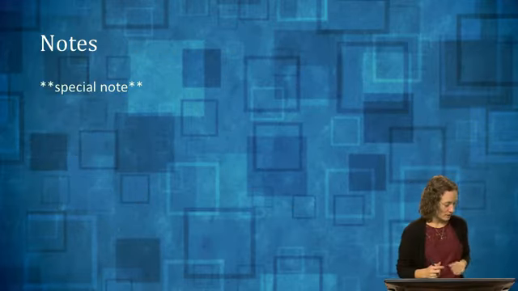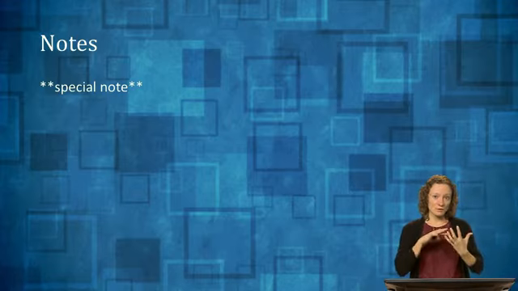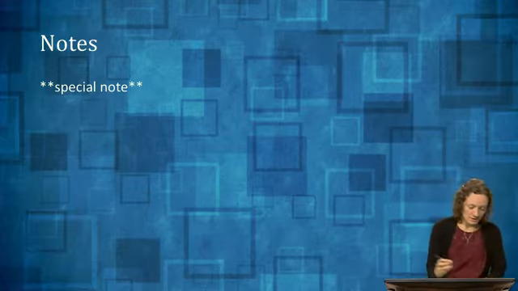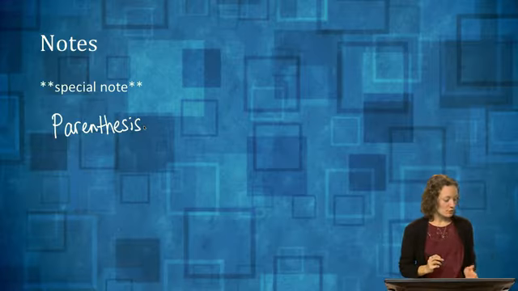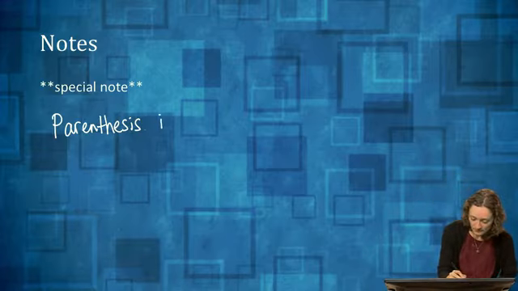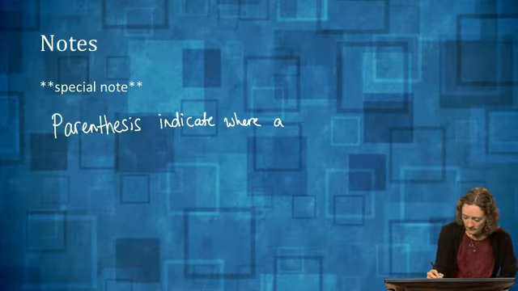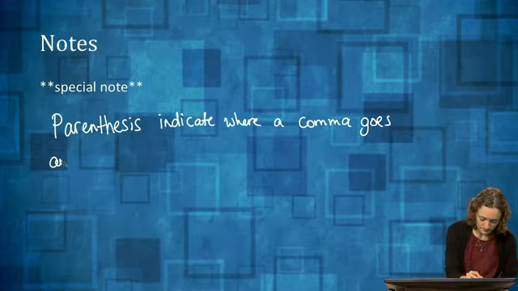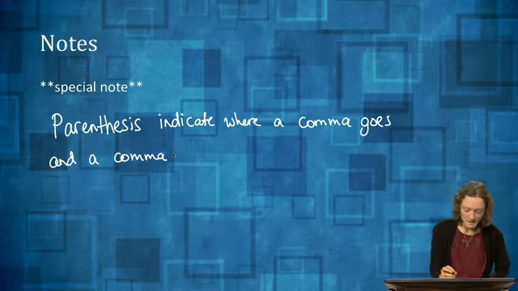One special note before we go into those examples, and this is because we're leading into the examples where we're translating, taking symbols and turning them into sentences, or sentences and turning them into symbols. This is an important note that may not make the most sense now, but you'll see when we make the translations. So parentheses indicate where a comma goes. And a comma indicates where parentheses go.